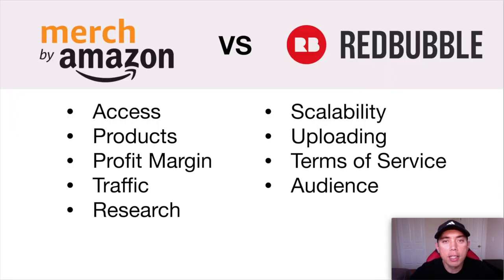So first of all, these are the things that I'm going to talk about in the video, just so you know: comparing both of them, the access for both of them, the products, profit margin, traffic, research, scalability, uploading, terms of service, and audience. Make sure you stay till the end to see the different audiences. I think that's really important for you to know, like who shops on merch by Amazon, who shops on RedBubble. You need to know that so that you can make things that work for that audience.